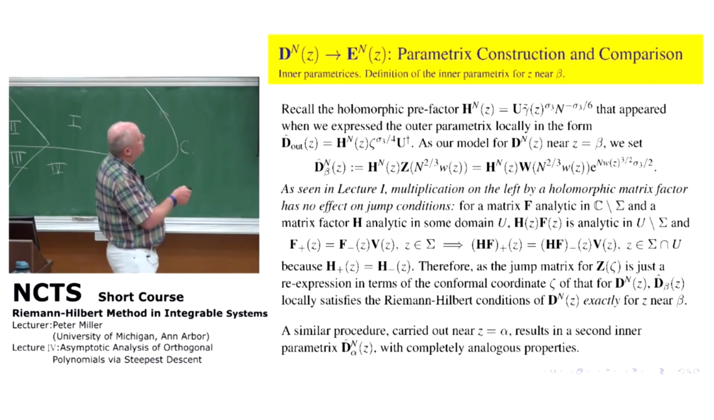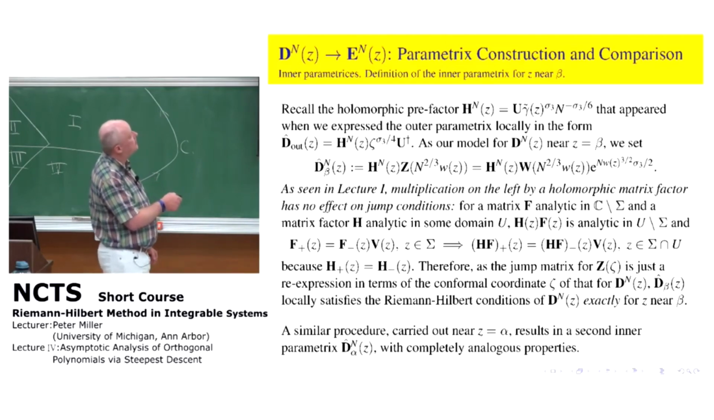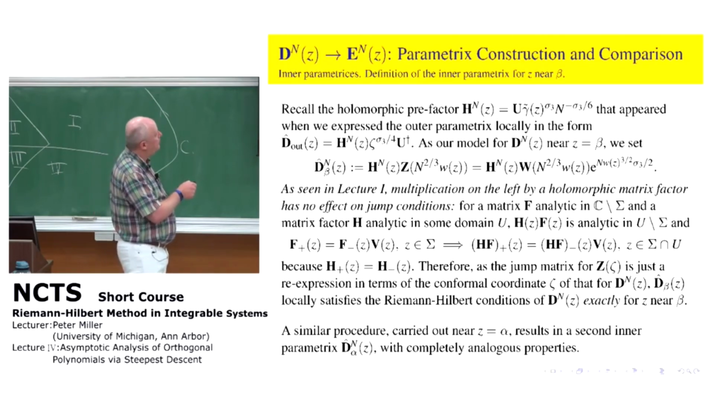The thing about prefactors, that means multiplication on the left, is that they don't change any jump conditions. So we may just put it back in. As our model for Dn near z equals beta, we're going to call this D hat n sub beta of z, because n does show up in this formula. By definition, that's the holomorphic prefactor Hn of z times the solution of the problem that we just built. Actually, we just built W, but then you put back the exponential to get Z. And we evaluate that at zeta equals n to the 2/3 times W of z. W of z was our conformal mapping.